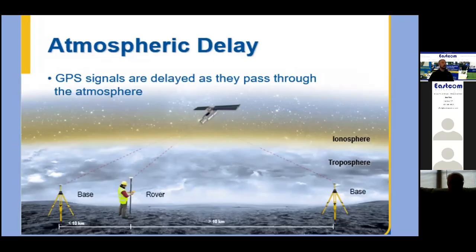Okay, and again, I touched on this earlier. When the signal comes through the atmosphere, it gets distorted by the moisture in the atmosphere. You can account for that by using a base station. Again, you can either use that in real time or you can post-process after the fact.